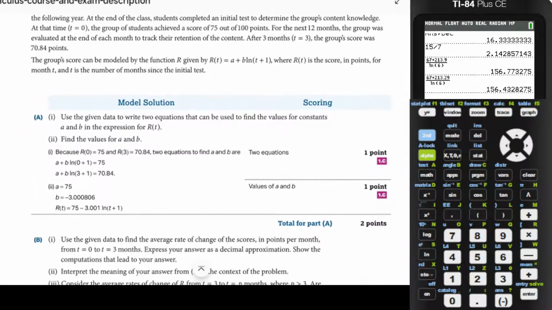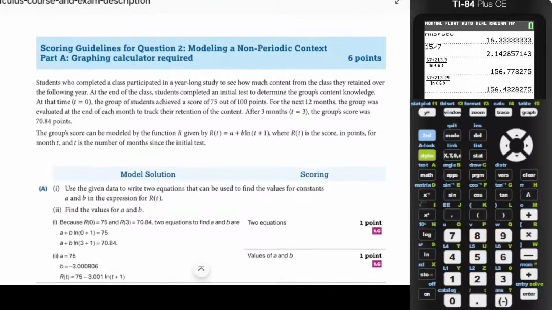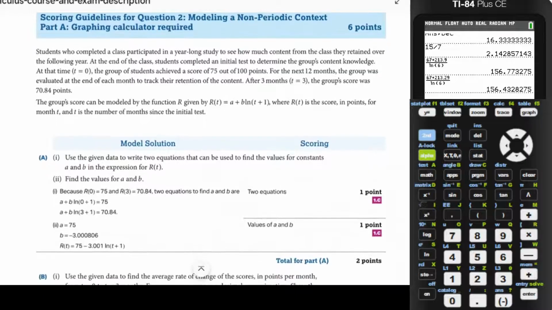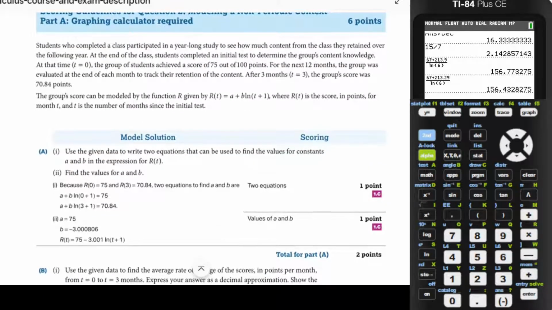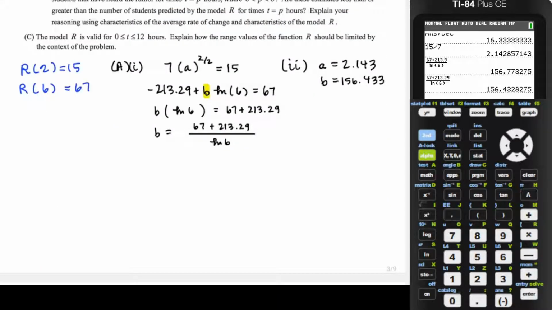All right, yes, I did not think to do this when I did the lesson, but this is the equivalent one for modeling a non-periodic context from the course description. And you can see that it's 1 point for having the correct equations and 1 point for having both values of a and b correct, and there is no half point. So we need to have those right. Okay, and that's why it's worth checking our answer. Okay, so back to the original problem set. That's part A. I think we're ready to move on.